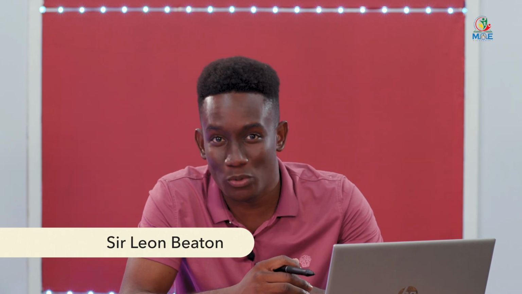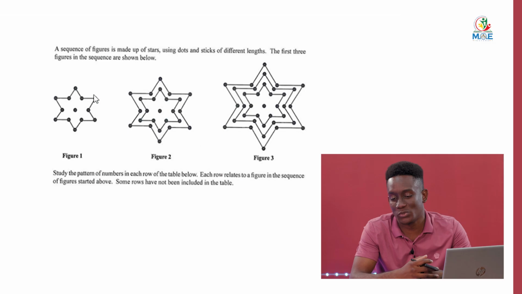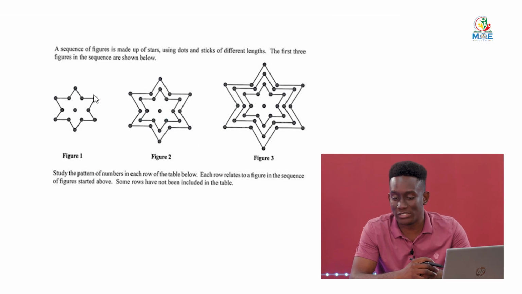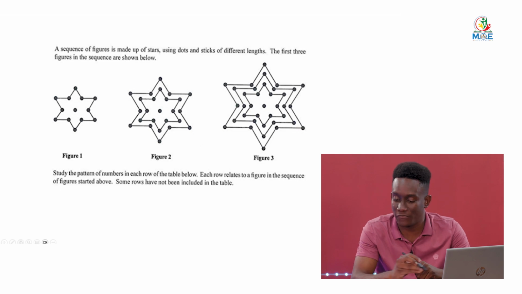In this video, we will be looking at another number theory question. So let's head straight into it. This question says, a sequence of figures is made up of stars using dots and sticks of different lengths. The first three figures in the sequence are shown below. So we have figure 1, and then figure 2, and then figure 3 being shown on this page here.